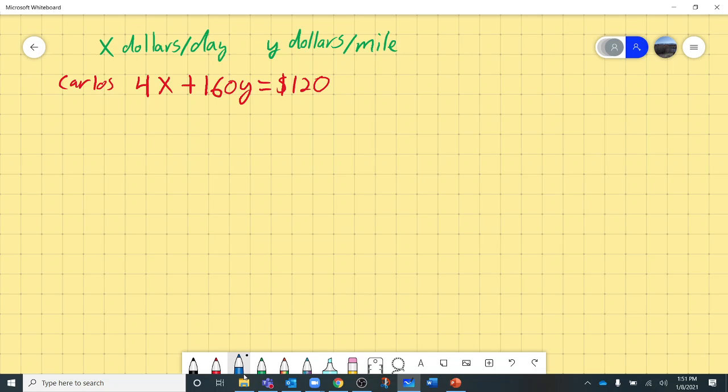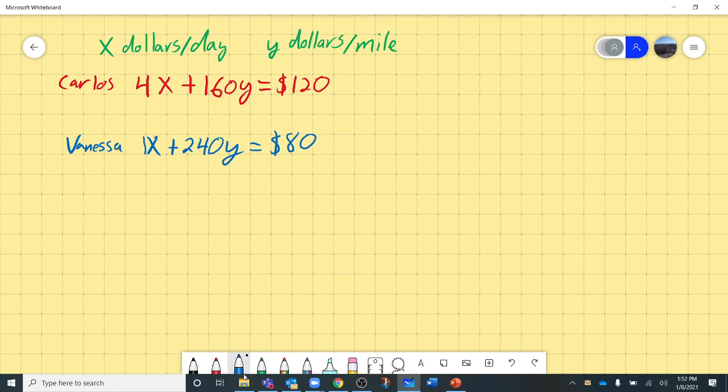Then our other friend, Vanessa, she rented a vehicle for 1 day. So just 1 day times the X. We could put a 1 there. It's invisible. We don't put it there. Okay, but if you want to picture it there, it's there. Plus, she drove 240 miles in that day. And that's times Y. And she spent $80.